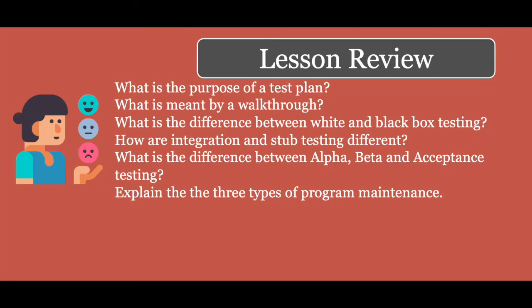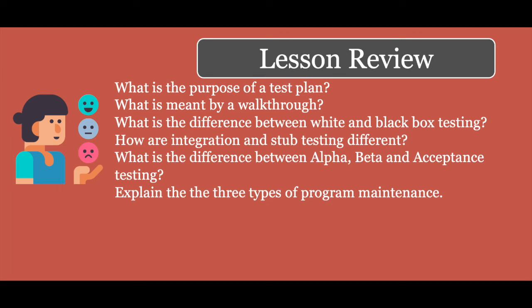Okay, so by now you should know what the purpose of a test plan is and what we mean by things like walkthroughs and dry runs. You should also know the difference between white and black box testing, how integration and stub testing are different from each other, what the difference is between alpha, beta, and acceptance testing, and you should also be able to explain the three different types of program maintenance: corrective, adaptive, and perfective.